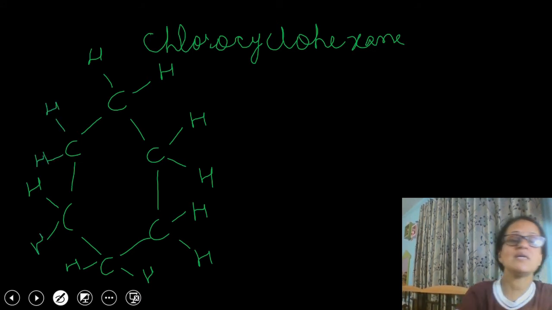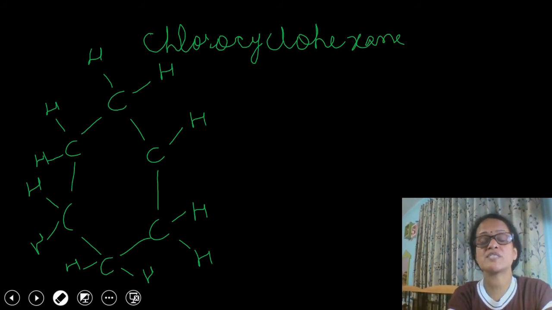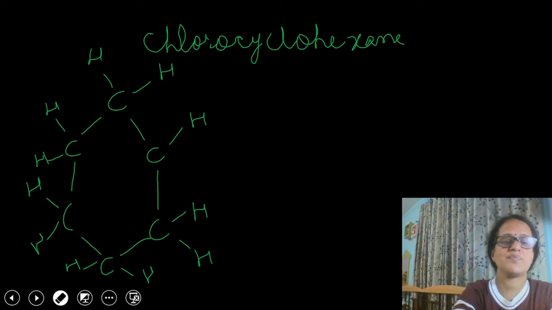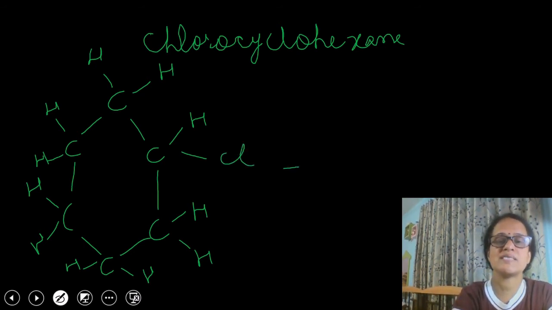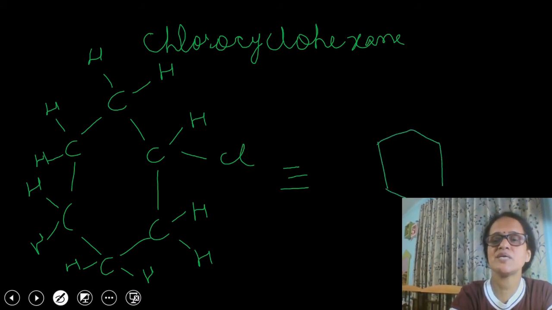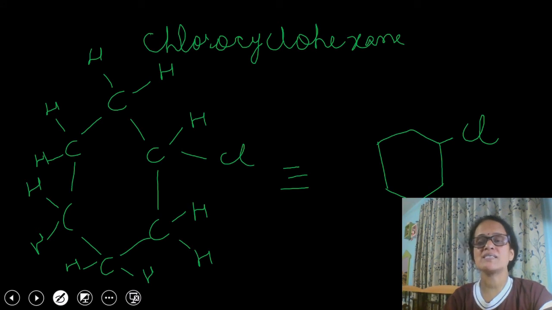But we have chlorocyclohexane. So what we have to do, any of the hydrogen atom, you have to replace by chlorine atom. So I am writing here Cl. So this is the structure of chlorocyclohexane. How you can represent it? You will write this is simple cyclohexane, but as one of the carbon atom is attached to one chlorine, you have to represent chlorine as it is a heteroatom. I hope this is clear to you.